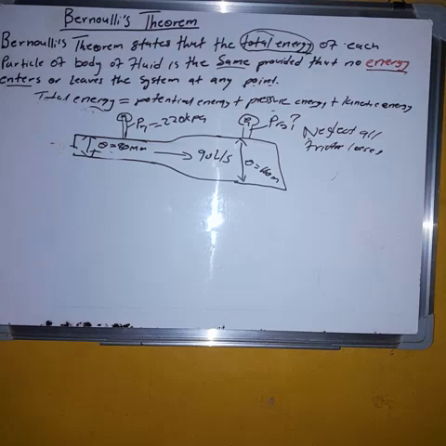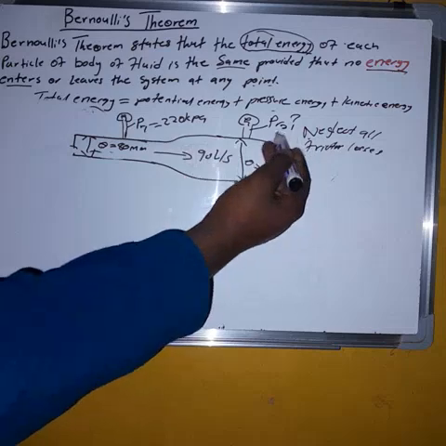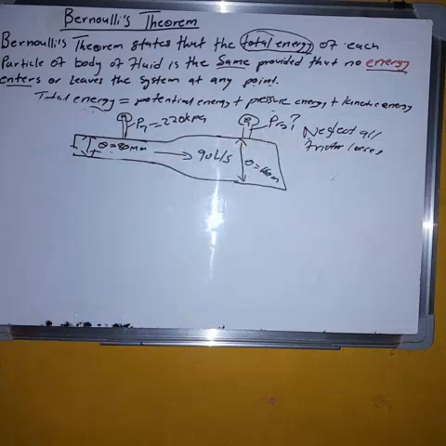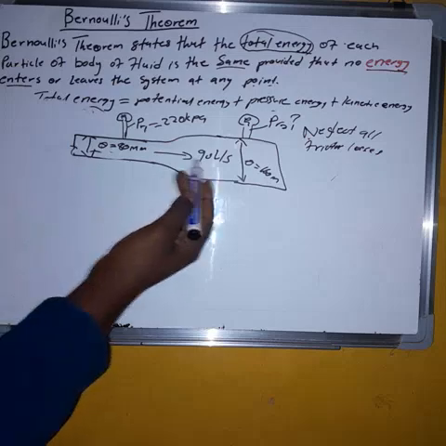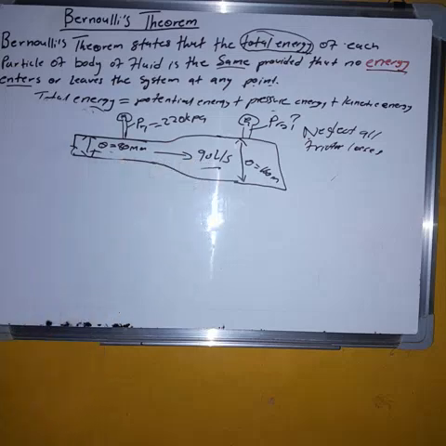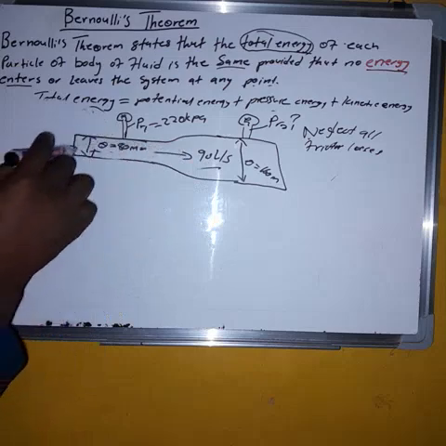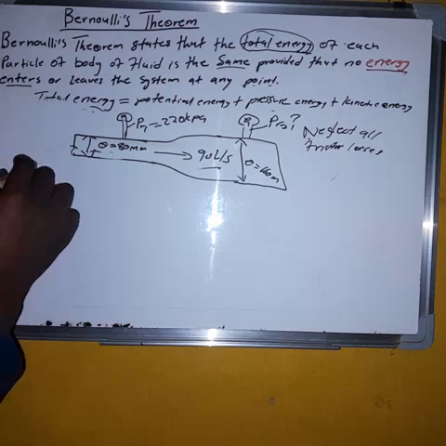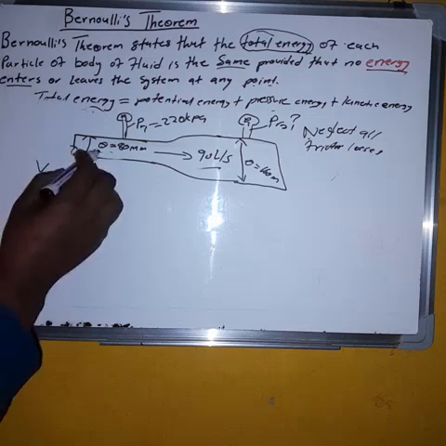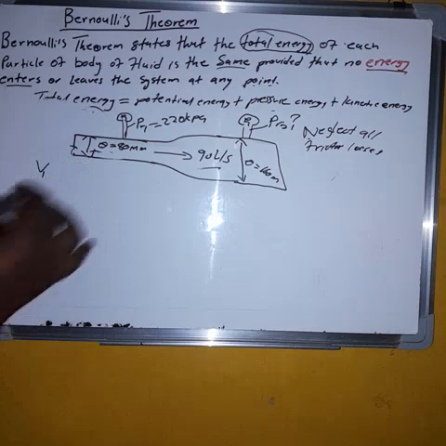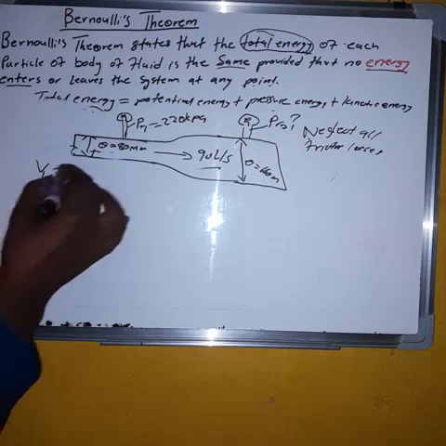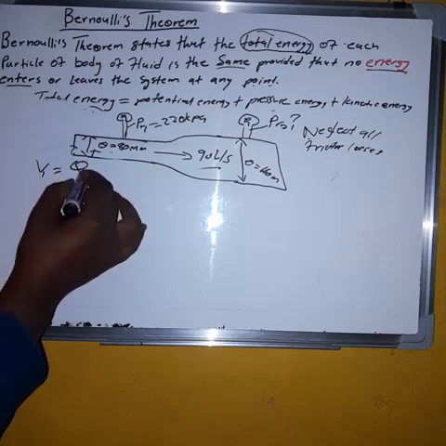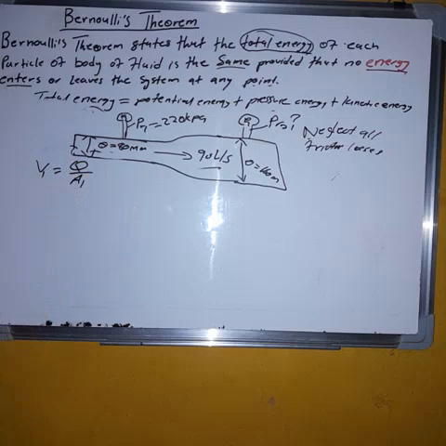Fine. So we want to calculate PR2. Let's start. What are we given? We are given a rate of flow, and then we are given a diameter. I can say V1 is equal to Q divided by area 1, right?